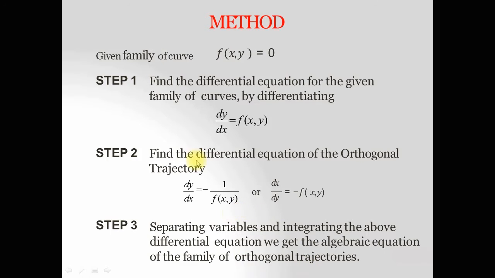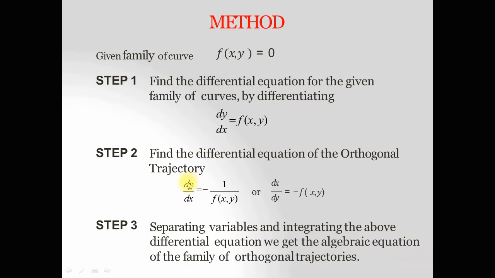So dear students, in these three steps, note that one family of curves is given, and we want to find the other orthogonal family of curves. First of all differentiate the given equation, and then for the orthogonal trajectory find the differential equation by taking the negative reciprocal of this differential equation, because this is the slope of the first family of curves. This is the differential equation of the first family, and this is the differential equation of the second orthogonal family of curves.